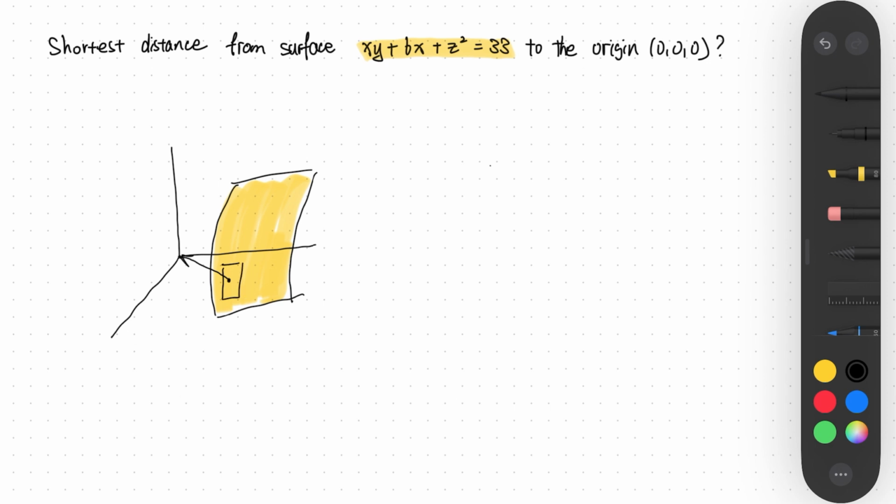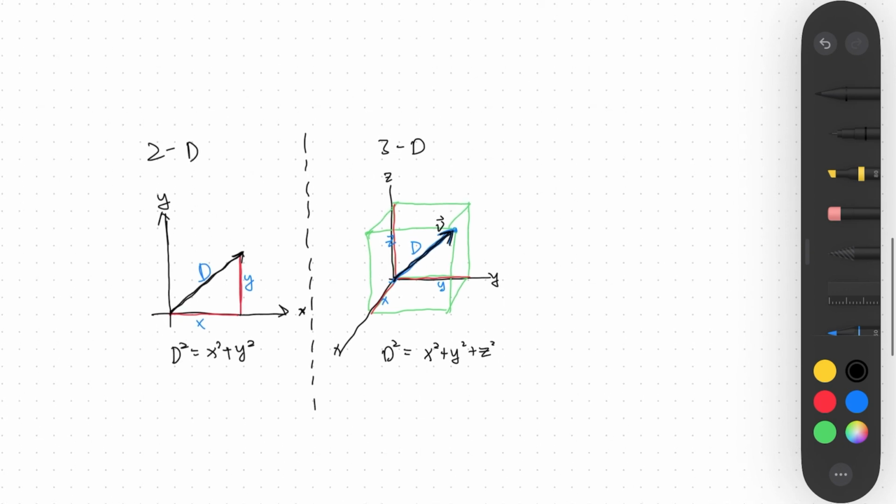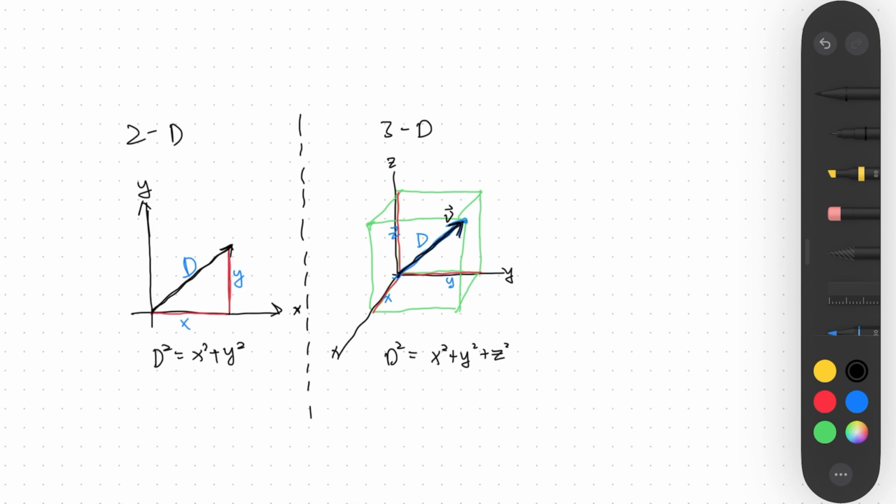This vector will be the normal vector, or it's perpendicular to the tangent plane of that point on the surface. And this vector will have a length d. Recall that in a 2D system, by the Pythagorean theorem, we have d² = x² + y². And similarly, in a 3D system, the squared length of the vector will be d² = x² + y² + z².